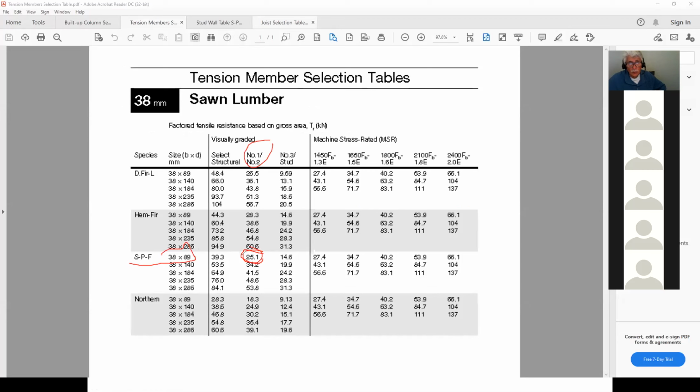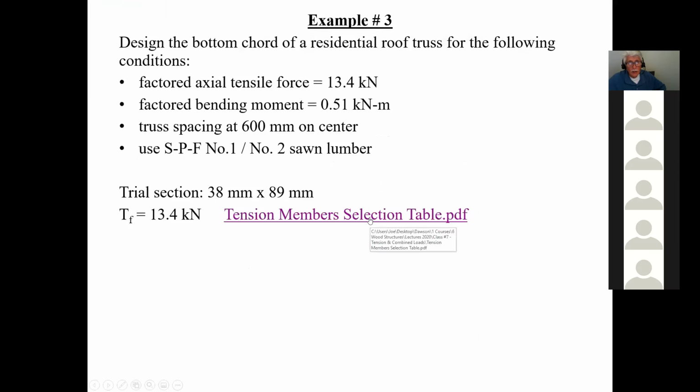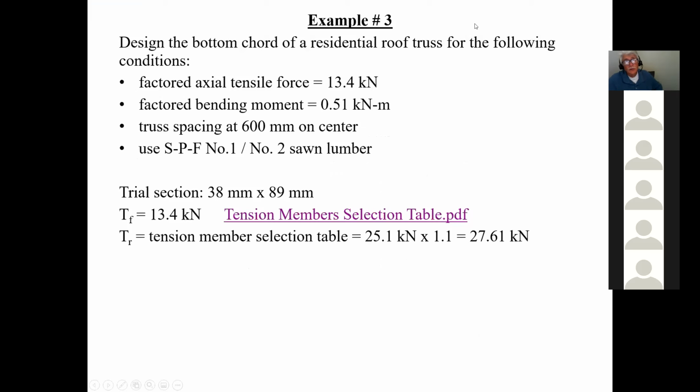I have 25.1. And in addition, not only can I use that, but I know that I happen to have a case 1 system, not a case 2 because I don't have the plywood. Therefore, I can take the values in the table and multiply by my KH of 1.1, and I can increase my Tr value for that tension member. Okay, so that's something I can do for that tension member.